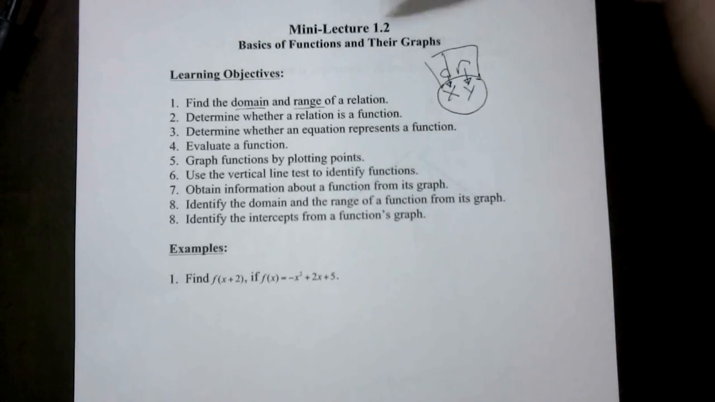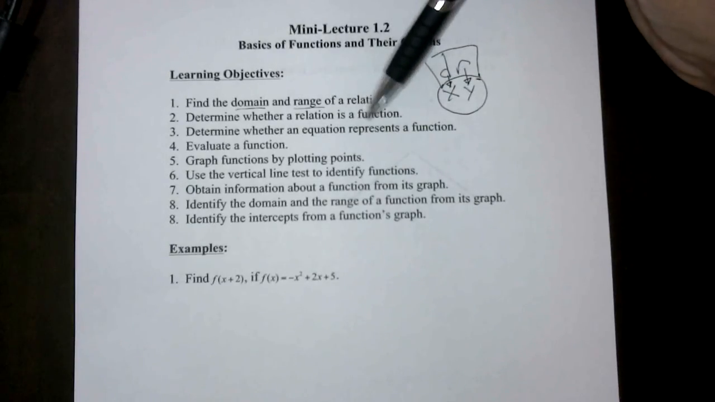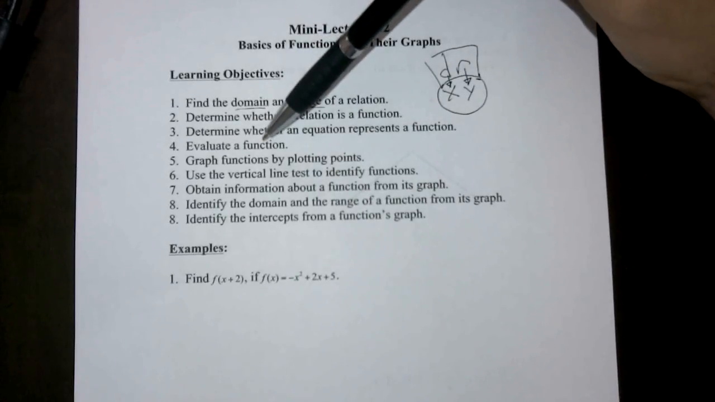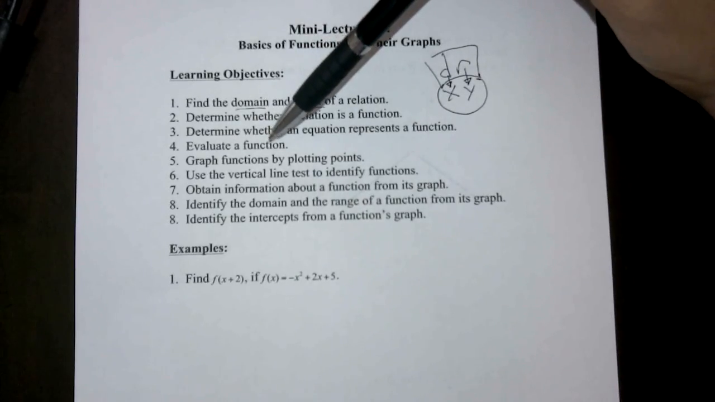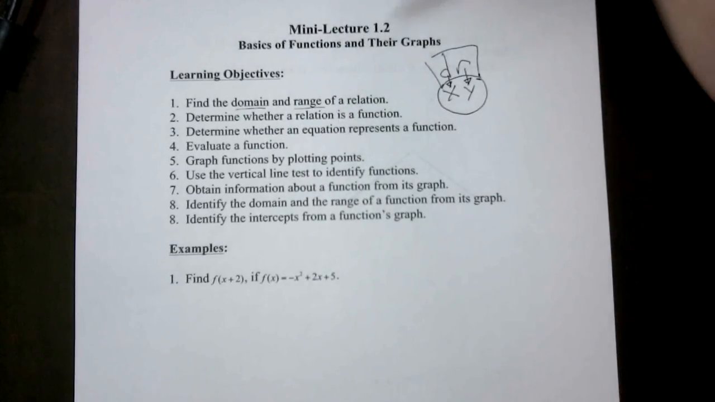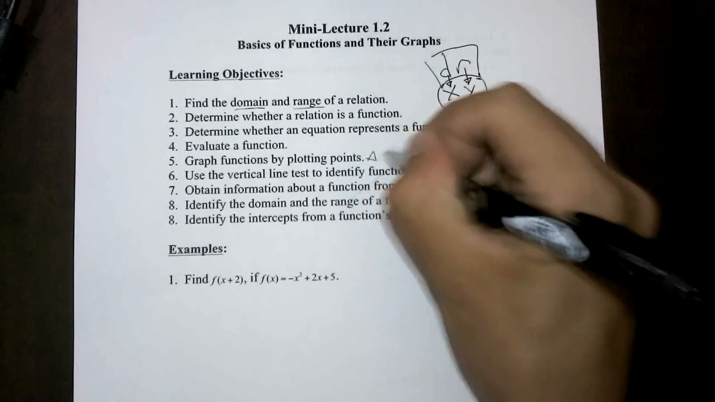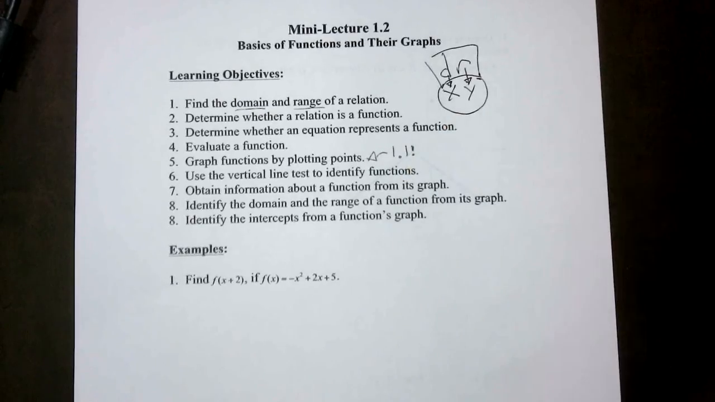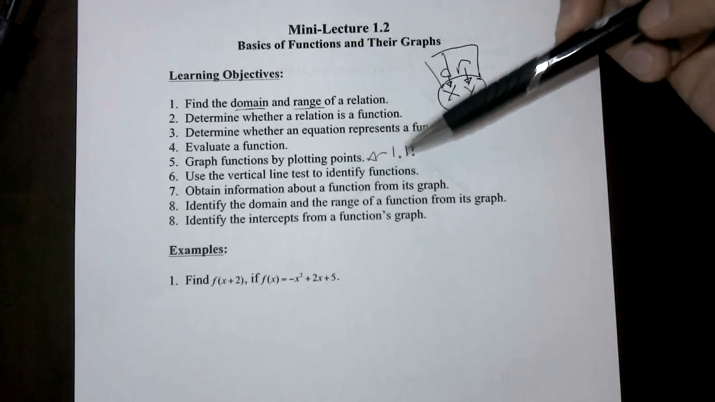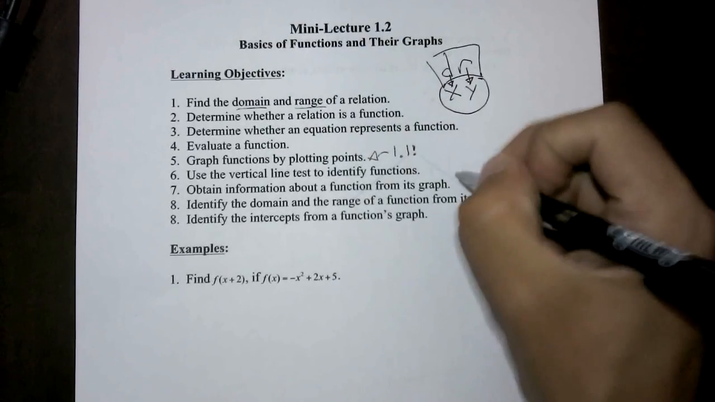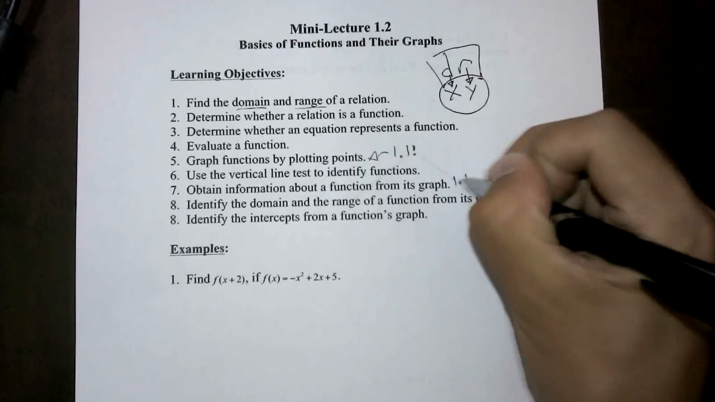We'll be determining if a relation is a function or not, determining whether an equation represents a function and why that might occur. We'll be evaluating functions, plugging in select numbers, but maybe also binomials, graphing functions by plotting points. Well, that's kind of what we did in 1.1, so that's good. Coming back again. Using the vertical line test to identify functions, obtaining information about a function from its graph. That also sounds like some 1.1 type material.